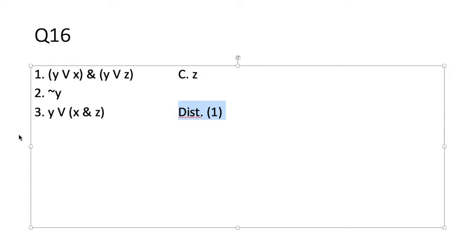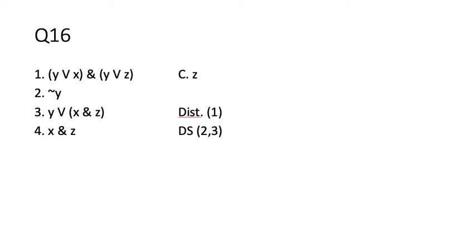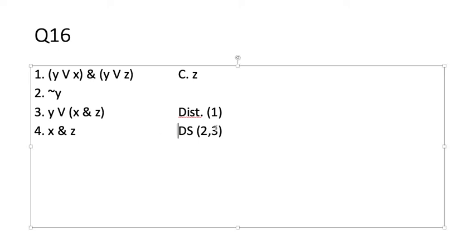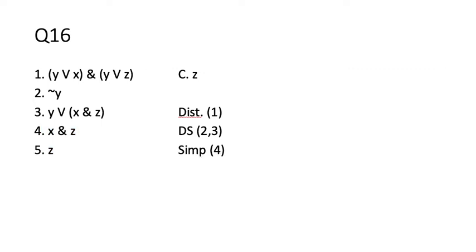Okay, why is that good? Well, look at what I have on line 2. I have not Y. So having done distribution on line 1, I can now do disjunctive syllogism on line 2 and 3 to get X and Z. And then that's awesome because I can just simplify that to get Z, and that's my conclusion.